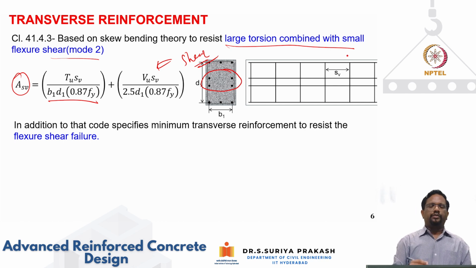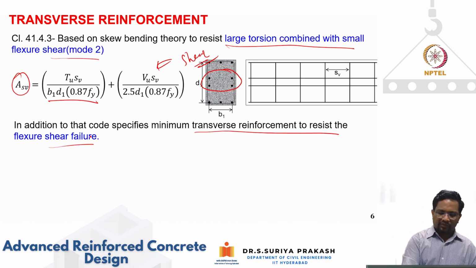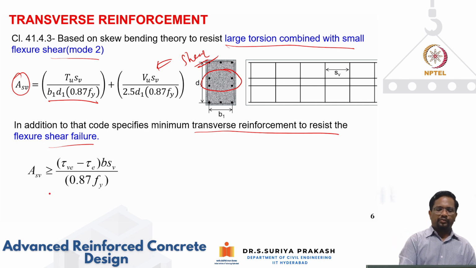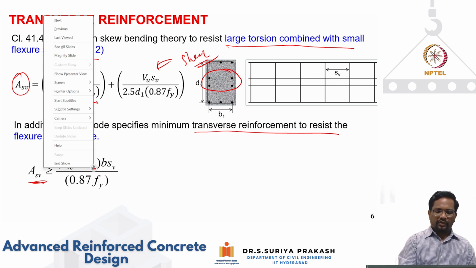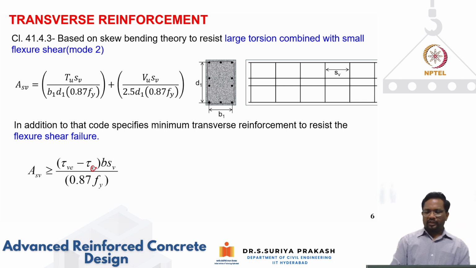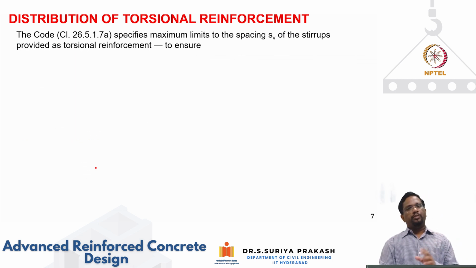In addition to that, the code is also specifying some minimum transverse reinforcement to resist flexural shear failure. So what are these things? Again, this is our minimum reinforcement. Asv should be at least greater than (tau ve minus tau c) times b into Sv divided by 0.87 fy. So there is a minimum amount of transverse reinforcement that we need to put.